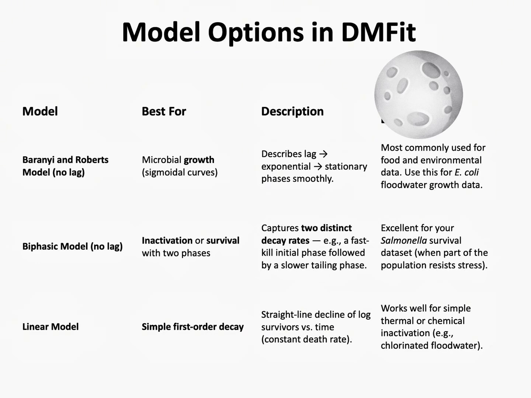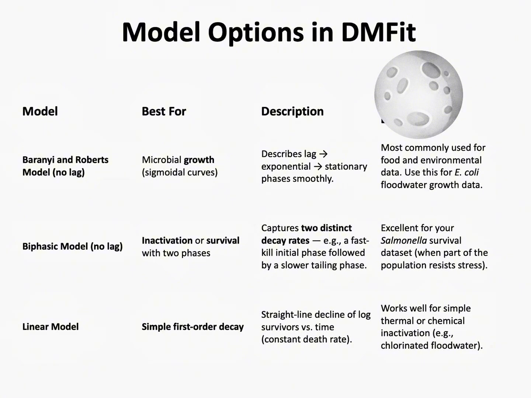And we also have the linear model. This is a simple first order decay. We talked about different orders of decay, first order, second order. You remember we talked about it before. So this is a straight line declining of the log survival versus time. It has a constant death rate because it's a straight line, a direct relationship, and it has no lag phase. It works well for simple thermal or chemical inactivations, for example, chlorinated floodwater.